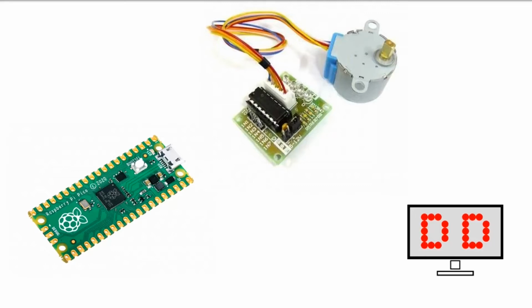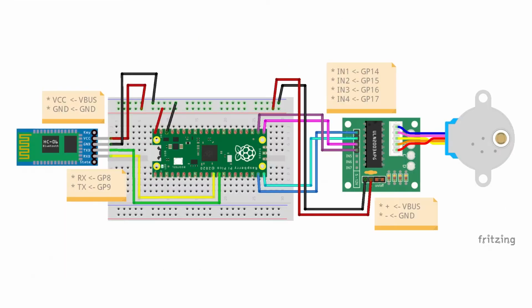An ULN2003 board will sit between the Raspberry Pi Pico and the step motor. One main purpose of the ULN2003 is to amplify the current from the Raspberry Pi Pico to be high enough to drive the step motor. Hence, the ULN2003 board is the driver of the step motor.